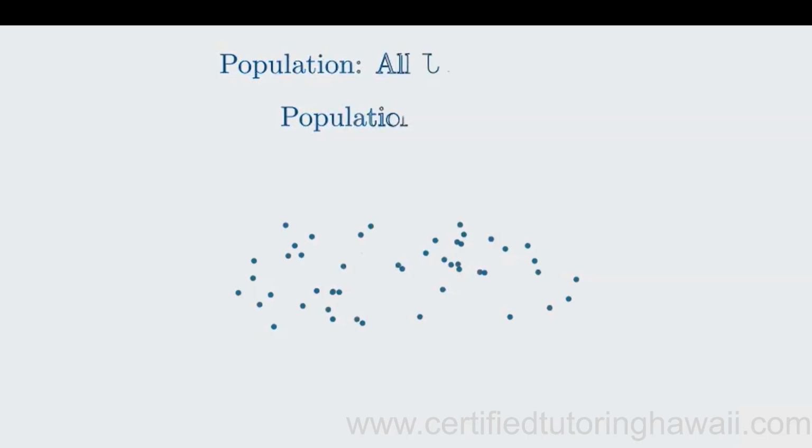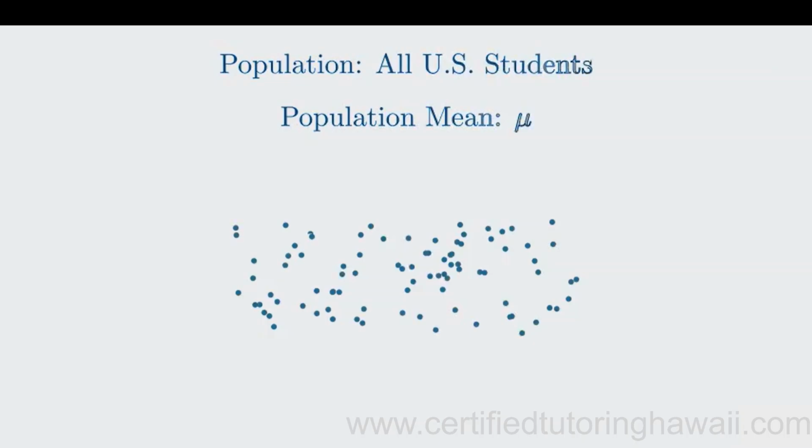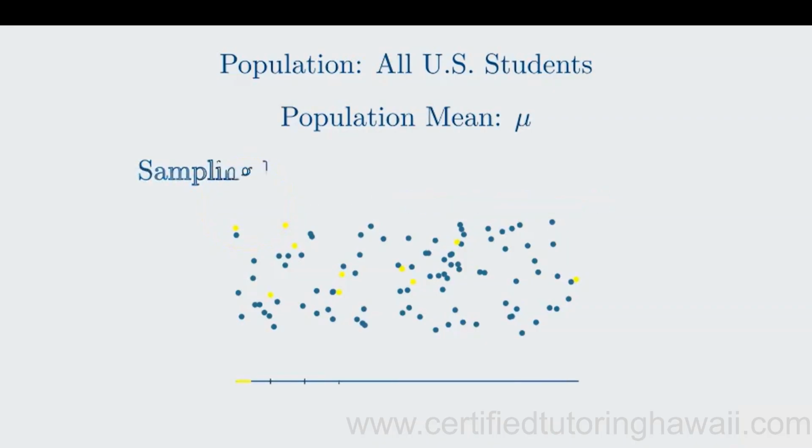Let's start with the big picture. Imagine you have a giant population, like every student in the United States. You want to know the average height, which we call the population mean, mu. It is usually impossible to measure everyone. So, instead, we take a random sample of, say, 50 students and calculate their average height, which we call x bar. If we take a different sample of 50 students, we will get a slightly different x bar.